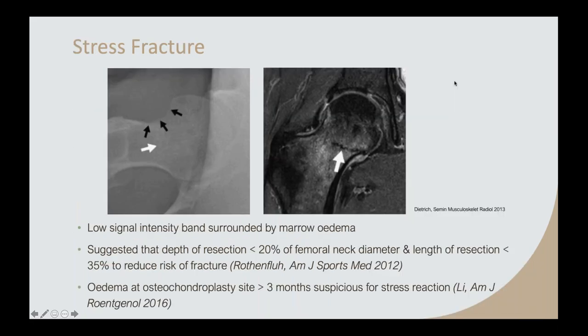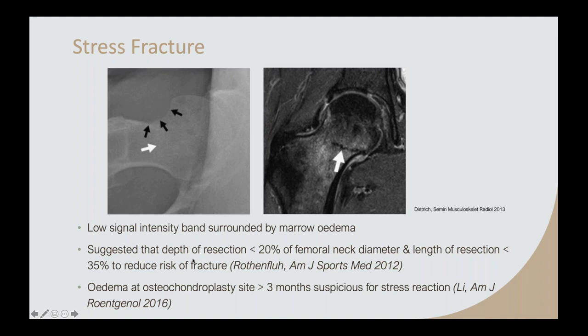So why don't surgeons try to resect more in the first instance? Because it's a bit of a trade-off. If you resect too much, the head neck becomes slightly more narrow and the patient is susceptible to stress fracture. Like in this case, you see that there's a hyperintense stress fracture line with surrounding marrow edema.